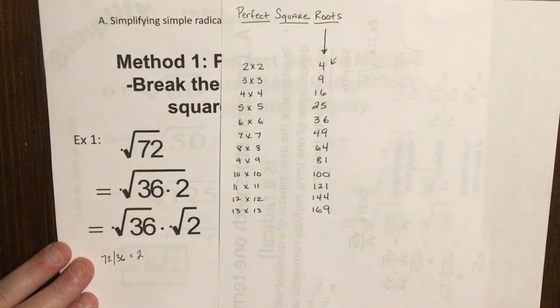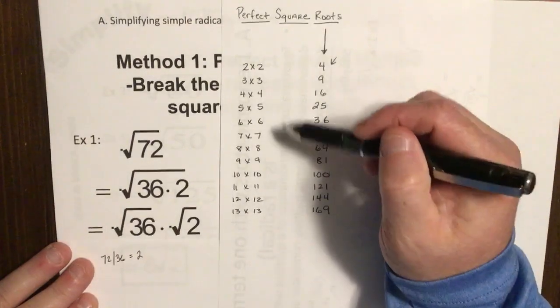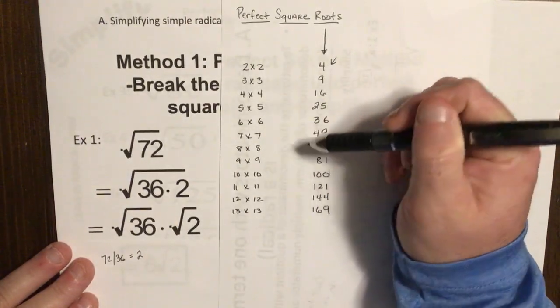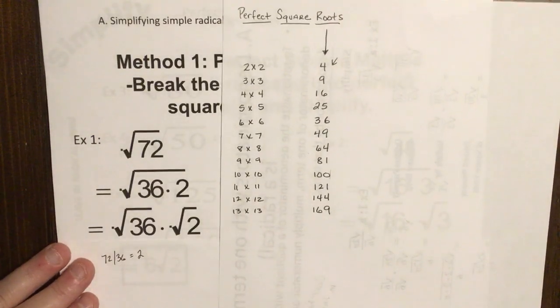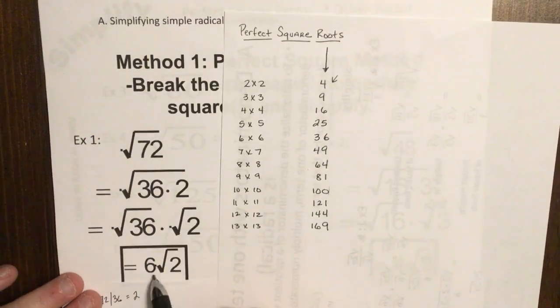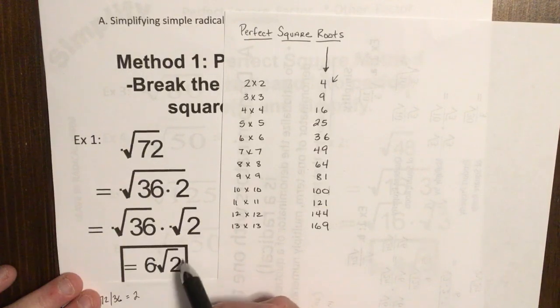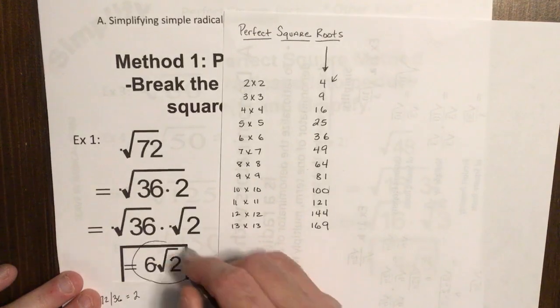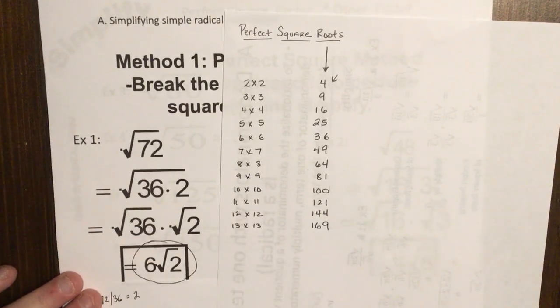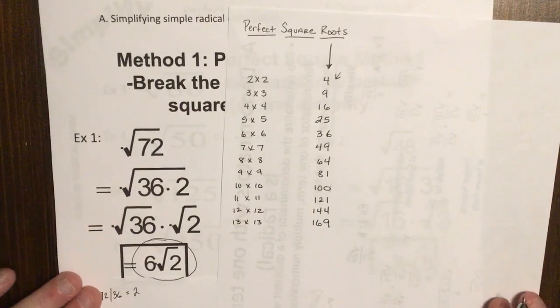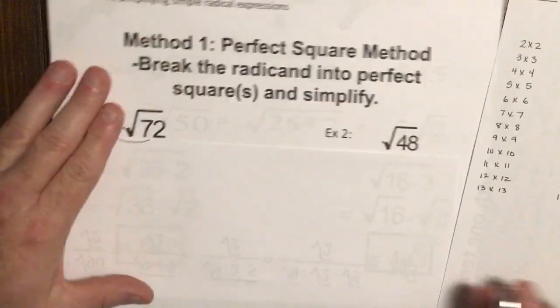Now we're going to find the square root of 36, which we know right now, based on this right here, 6 times 6 is 36. So I'm going to write 6, since that's the square root of 36, and I'm going to leave 2 inside the radical. And that will be my final answer, 6 square root of 2. Okay? All right, let's practice another one here.